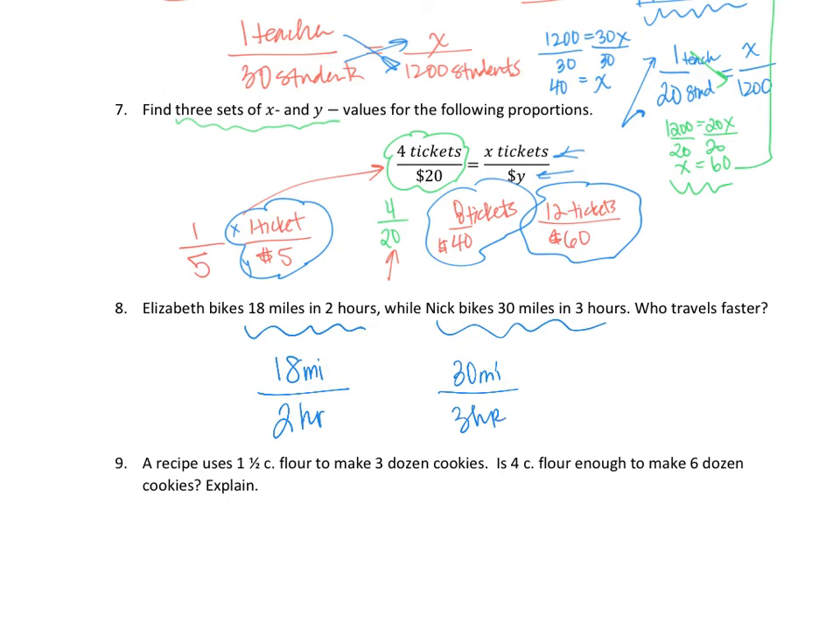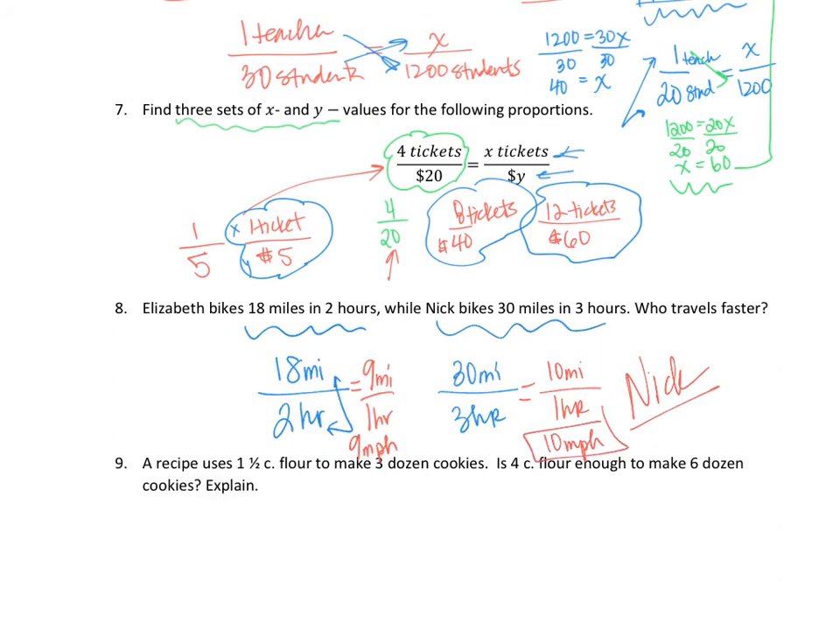So one of the easiest ways, I think, to do this is to try and simplify that little ratio that we have going on. So 18 miles for every 2 hours would mean that there would be 9 miles for every 1 hour, or in other words, 9 miles per hour. You've seen that before. And then 30 miles for 3 hours can reduce to be 10 miles for every 1 hour. In other words, 10 miles per hour. So you can see that Nick is traveling a little bit faster.